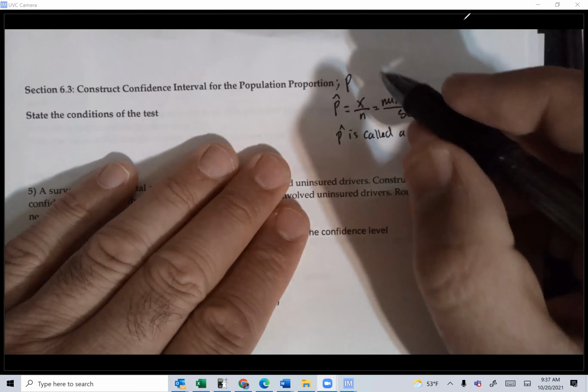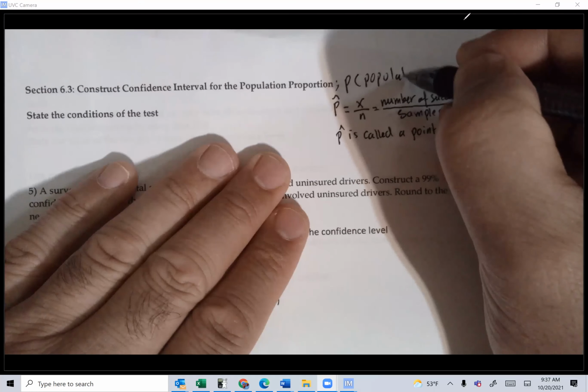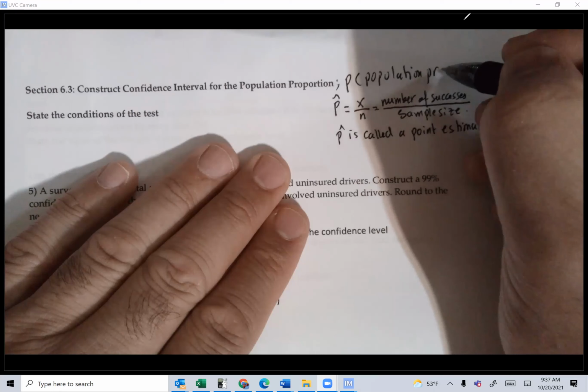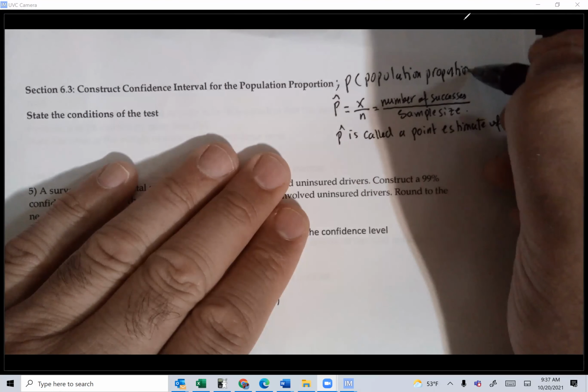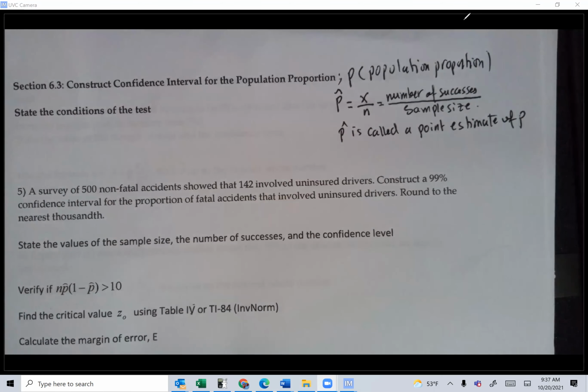And P, guys, is called the population proportion. We will never know the population proportion, guys. We can estimate it, but we don't know it. Because in order to know the population proportion, you have to survey every single member of the population, which is not possible most of the time.